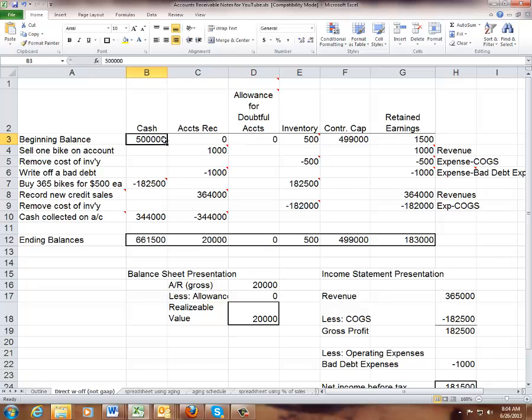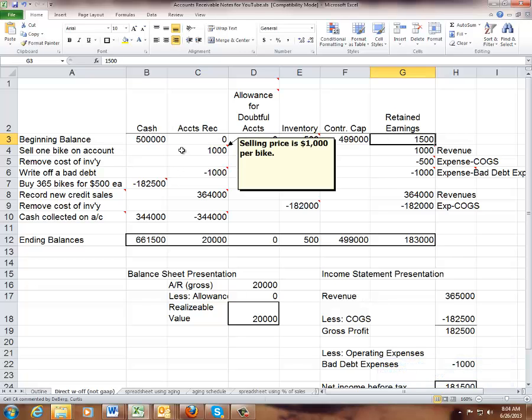To make sure that our total assets of $500,500 equal our liabilities and equity, let's compare the right-hand side of the equation here. Contributed capital is $499,000. Retained earnings is $1,500. So we start off with a balance sheet that balances. Now, when this company decides to sell this bike, it's going to sell the bike for $1,000. So the selling price is $1,000.